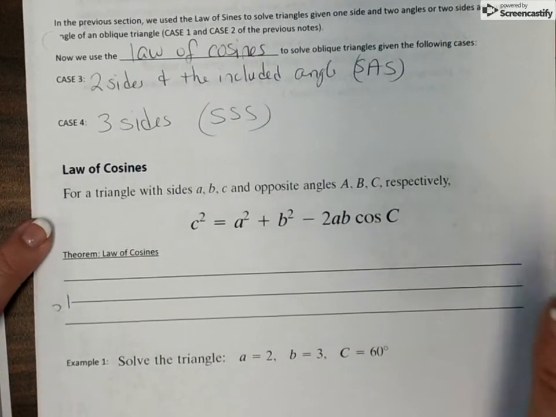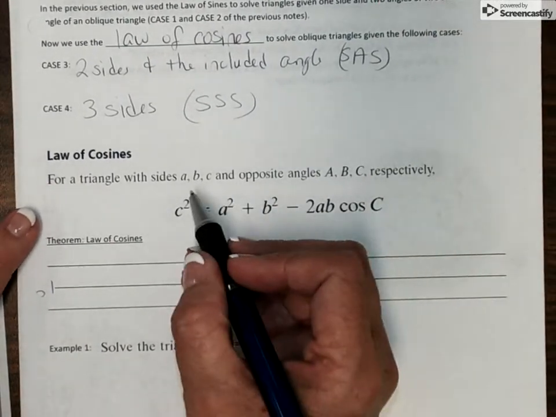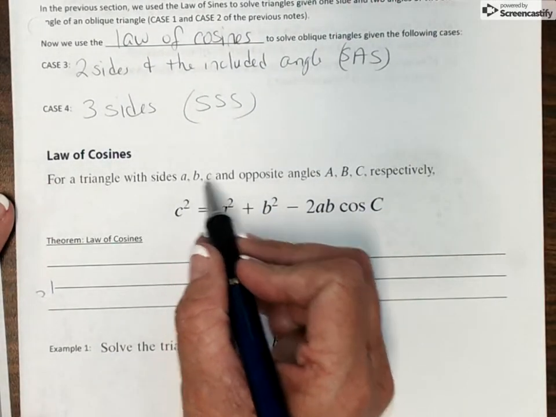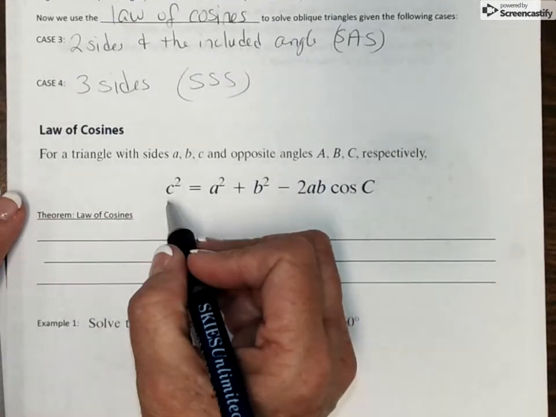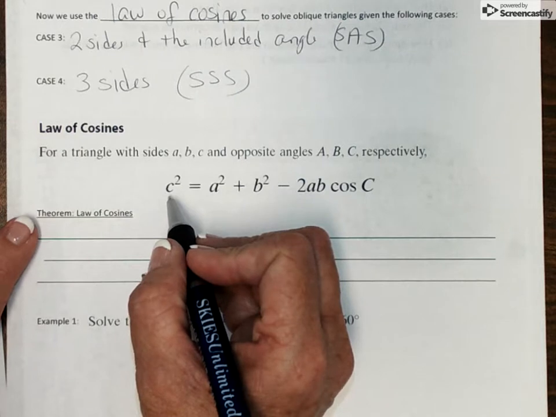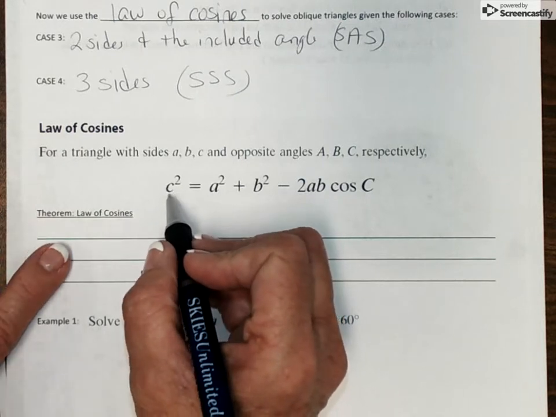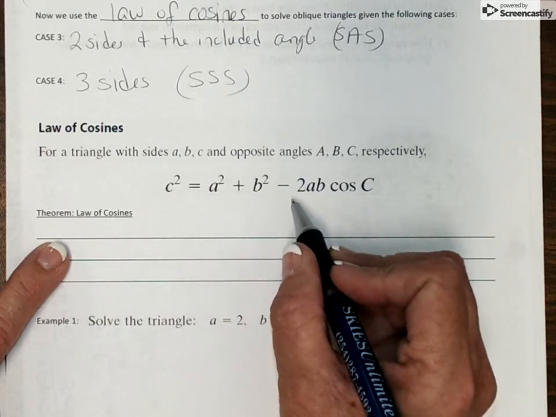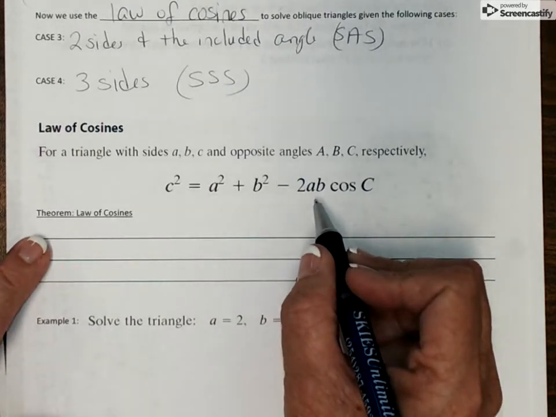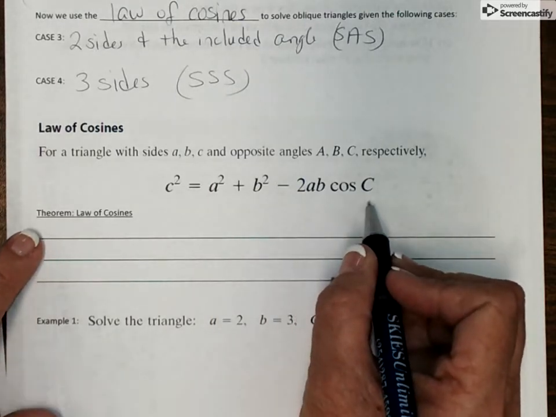And the law of cosines, again, is for a triangle where we've defined our sides opposite the angles. It says to find any side that c squared is equal to a squared plus b squared minus 2 times a times b times the cosine of C.